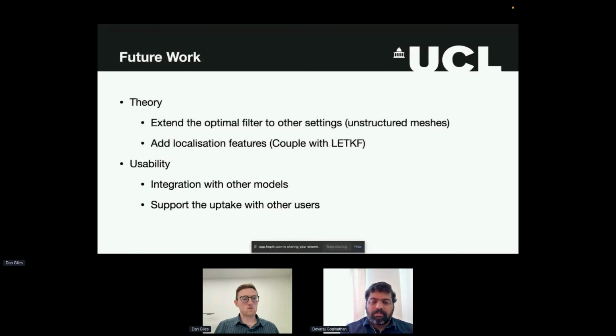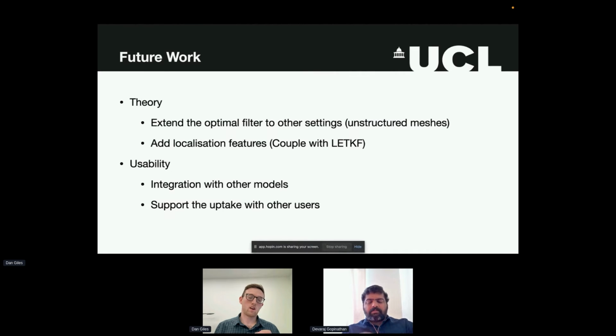So for our future work, we're looking maybe perhaps to extend the optimal filter to, say, unstructured meshes, that sort of thing. And then the current state of the art, I suppose, is to couple the particle filters with, say, localization features. So you've got the LETKF DA techniques and so on. So we're looking at perhaps implementing those.